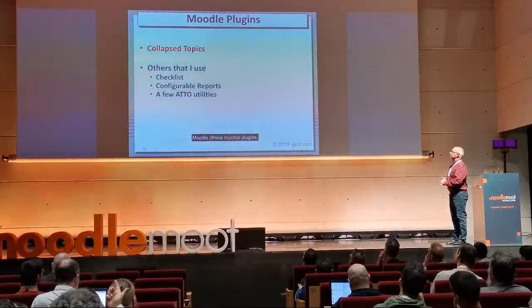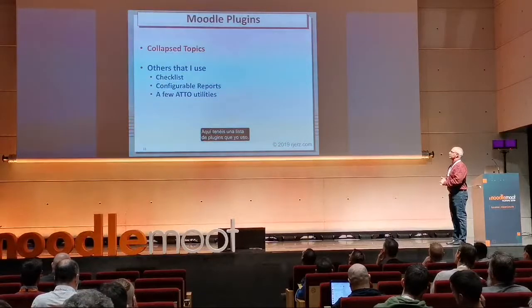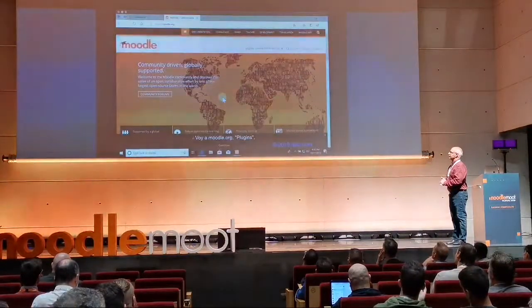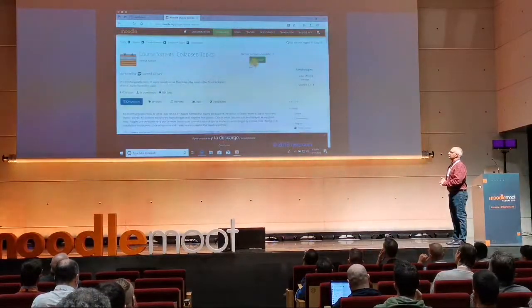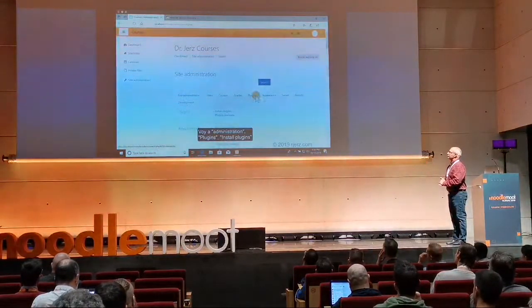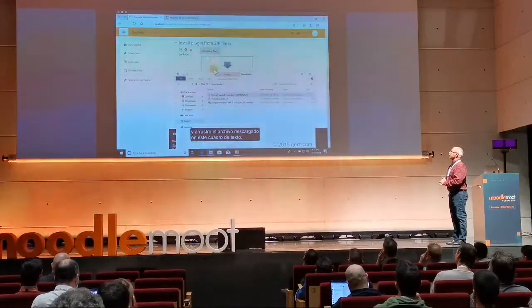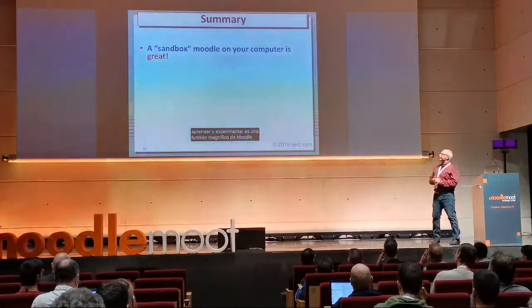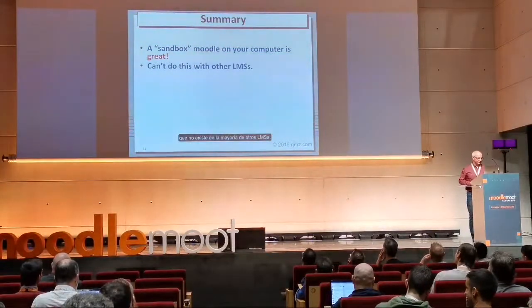Moodle offers many plugins. Your sandbox is a great place to experiment with these. Here is a list of plugins that I use. Let's install Collapse Topics. I go to moodle.org plugins, search for the latest version of Collapse Topics, and download it. Go to Administration, Plugins, Install Plugins, and drag and drop the downloaded file into this text box. That's it. Being able to run Moodle on your local computer, learn and experiment is a tremendous feature of Moodle that does not exist in most other LMSs.